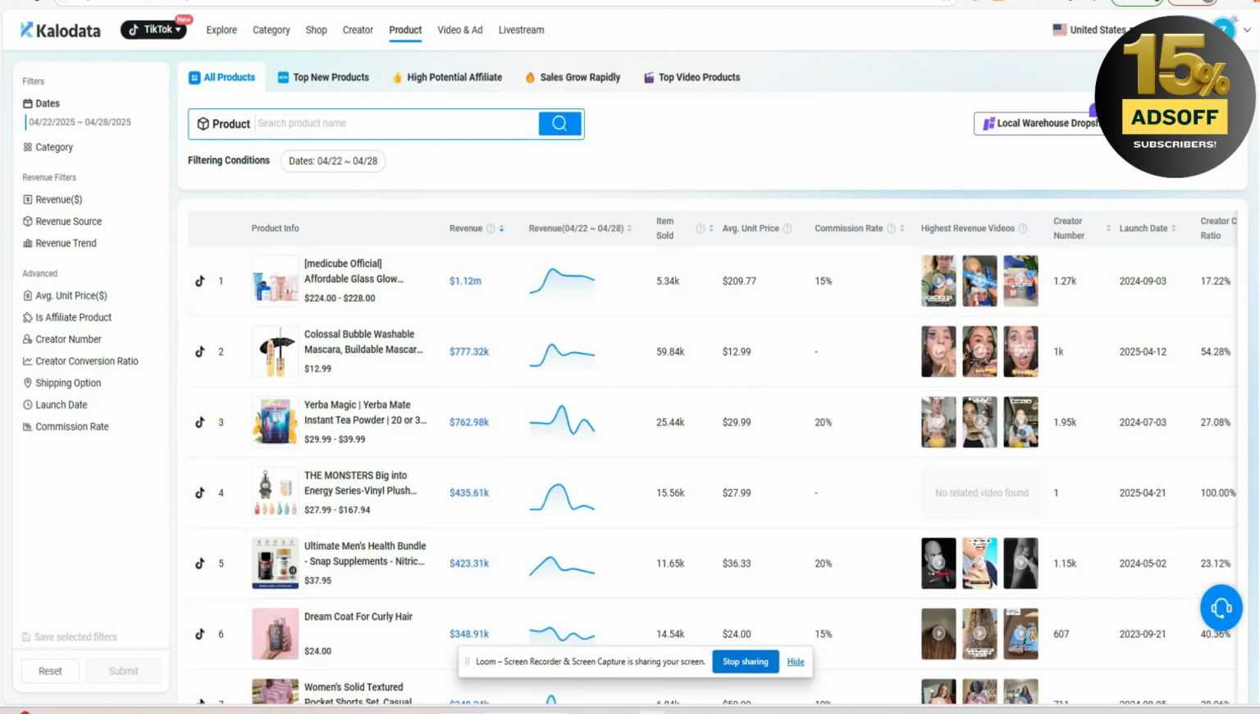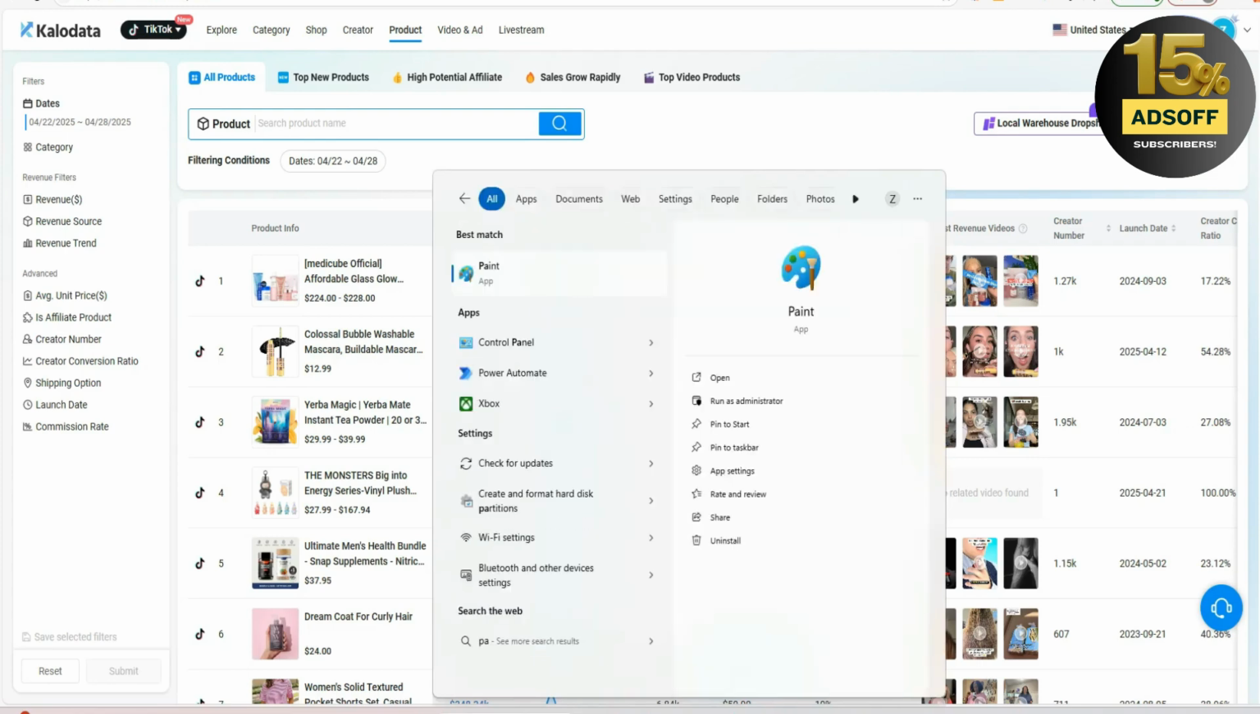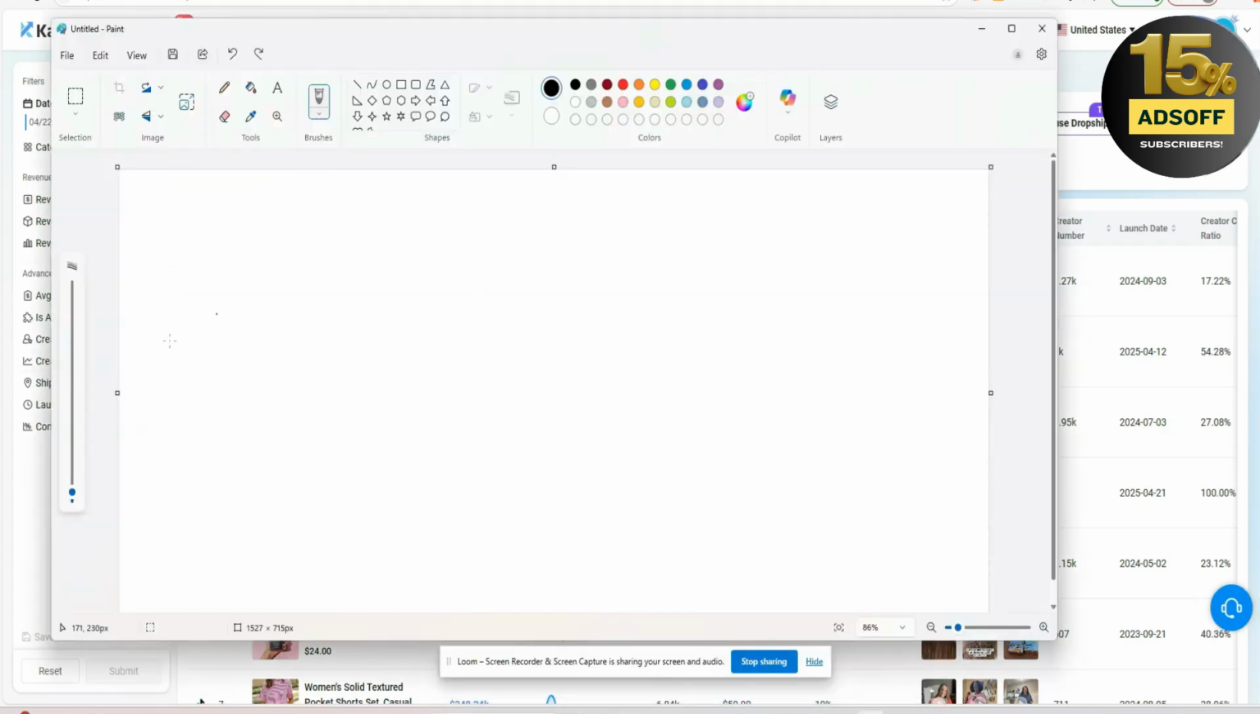So first, I'm just going to go over product criteria. So I'll pull up Paint real quick. All right, now that we're over here on Paint, I'm going to be going over the main criteria you want to look for when looking for winning products on Kalodata. So the first one, obviously you guys have heard this one before, but problem solving.